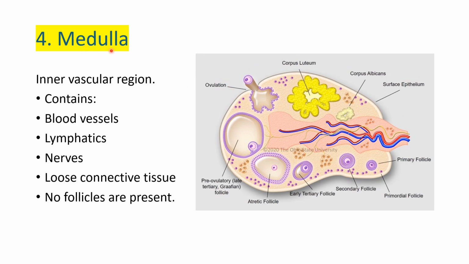So also with the medulla, which is this central part of the ovary here, we can see there's blood supply, the nerves and all that. So the inner vascular region contains the blood vessels, the lymphatics, the nerves, loose connective tissue. No follicles are present. You can see that there are no follicles present in the medulla of the ovary.